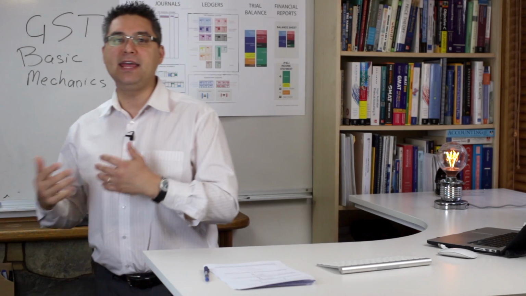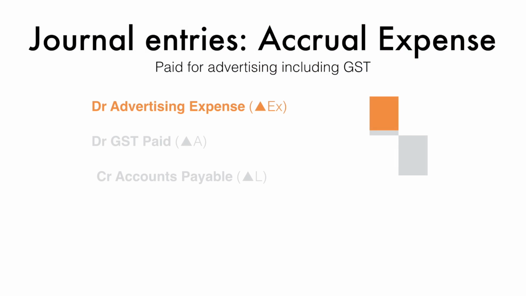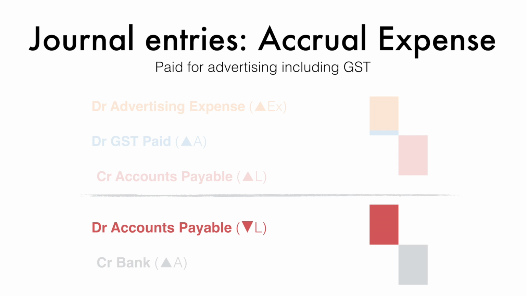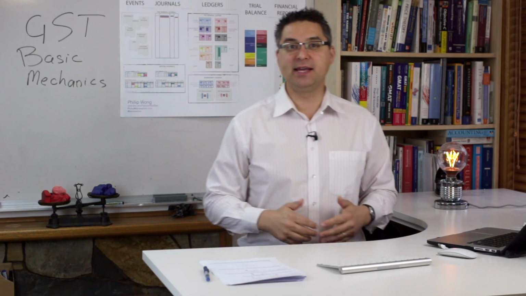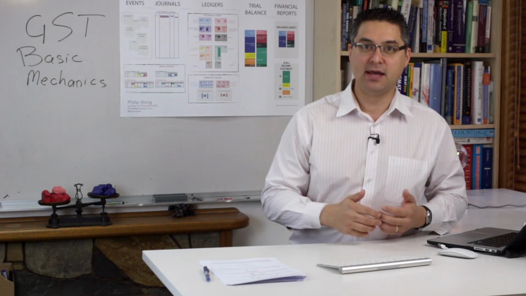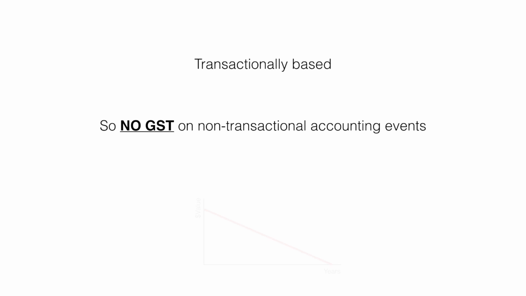So conversely, any expense which was purchased on credit will look something like this. Again, we'll go with the advertising example. Debit advertising expense, debit GST paid, and credit accounts payable, which is a liability. Later on when we pay, debit accounts payable, which will push that liability to zero, credit bank, which will push the asset down. Finally, remember that GST is a transactional-based tax. This means that if there are events which are recorded purely by journal entries, then there will be no GST applied. A good example of this is depreciation.